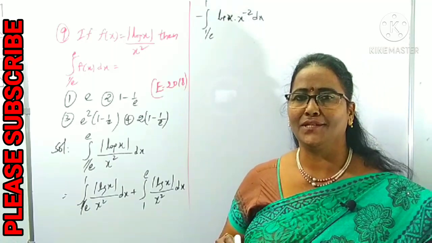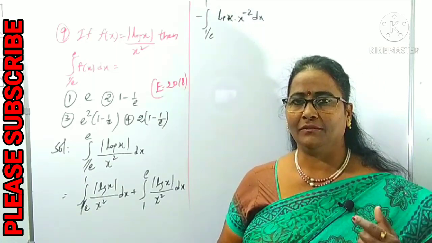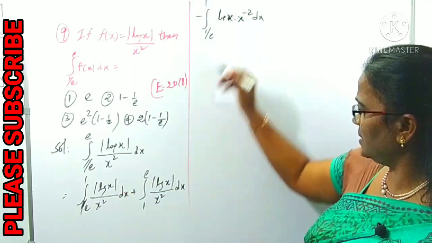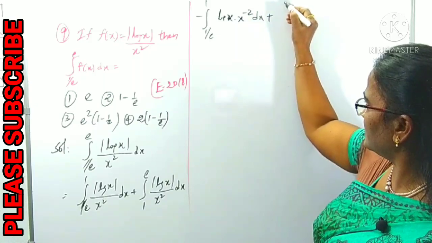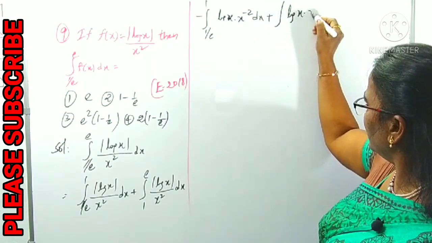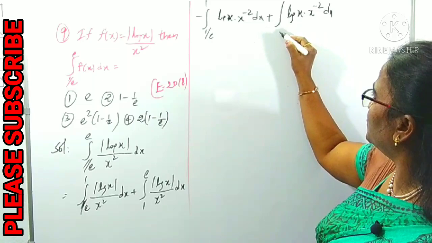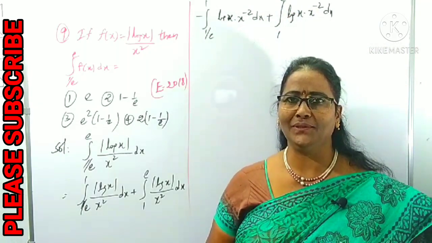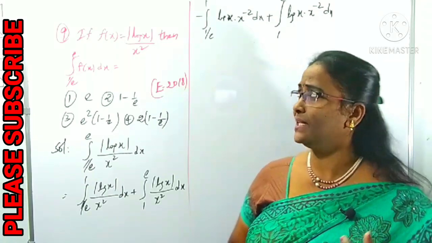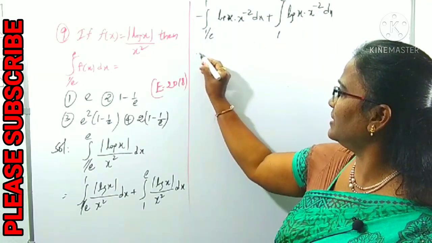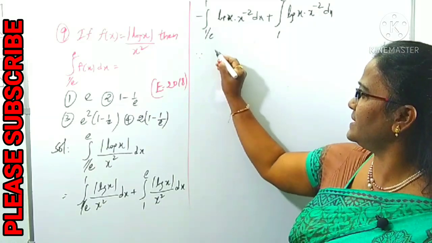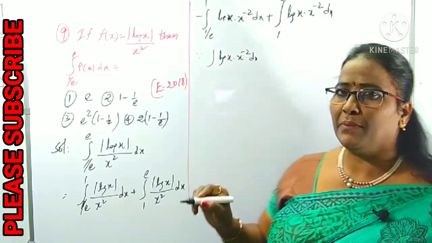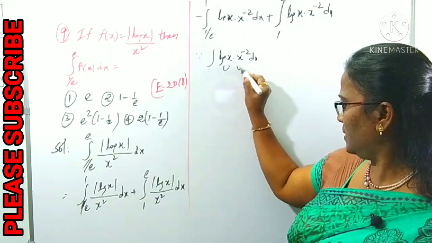Why am I writing like this? To apply the integral, we are using integration by parts here. For that I am writing log x by x square as log x into x power minus 2. And this one is positive, plus here also log x into x power minus 2 between the limits 1 to e. In both the integrals, the function is log x into x power minus 2. That integral I am finding separately, after that I can replace it here. Okay, what is the integral of log x into x power minus 2? You know by parts, the uv rule. Okay, what is the uv rule?